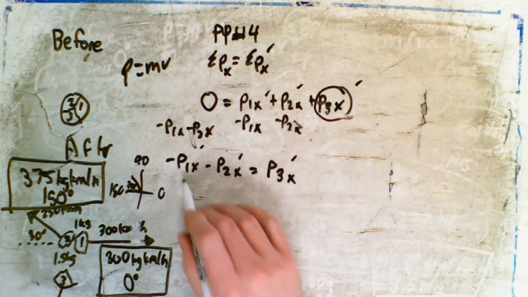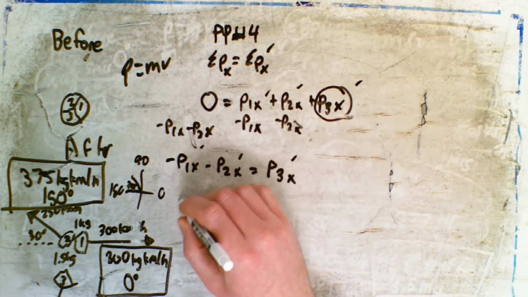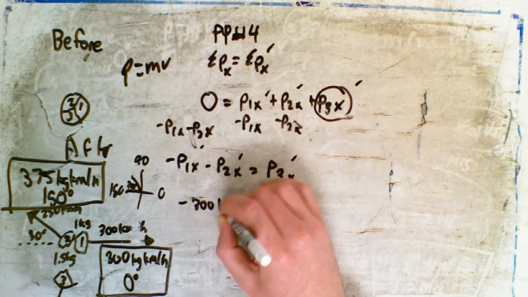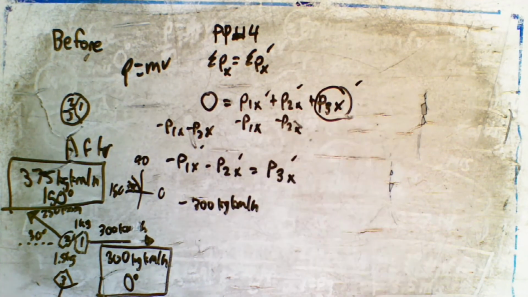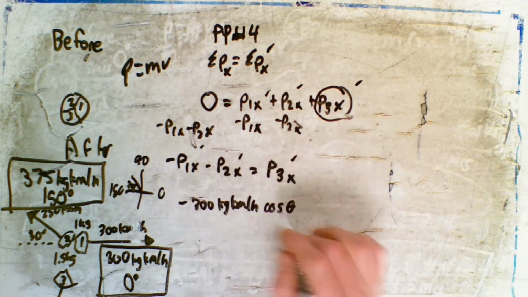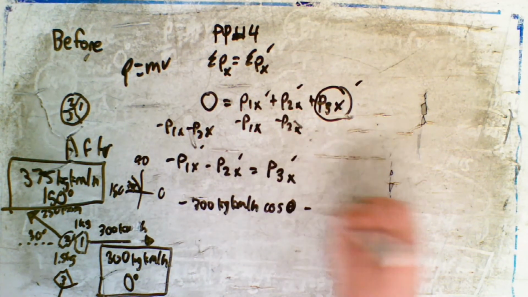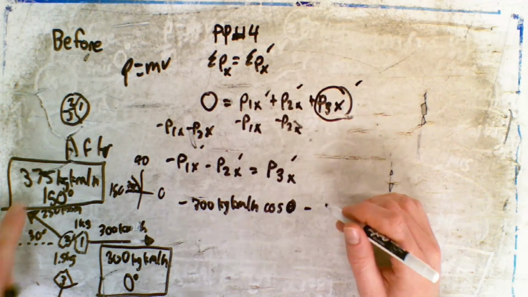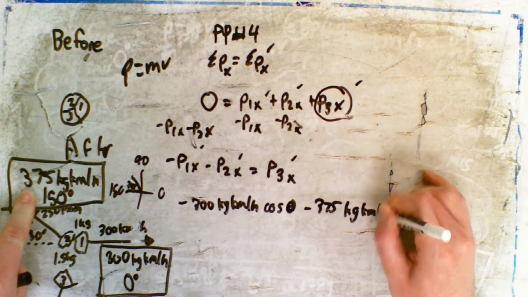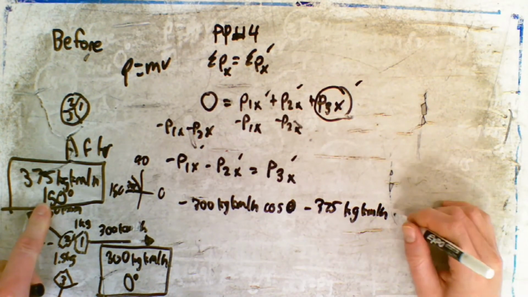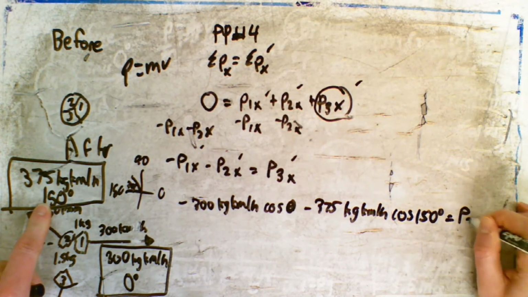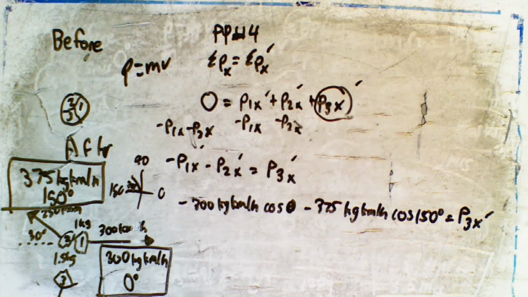So now, to make it in the x, all we have to do is go negative 1, which is 300 kilograms kilometers per hour. And then you cos the 0 to make it x. And then we subtract P2, which is the 375 kilograms kilometers per hour. And then to make it x, we just have to cos the 150 degrees. And that's going to equal P3x after.